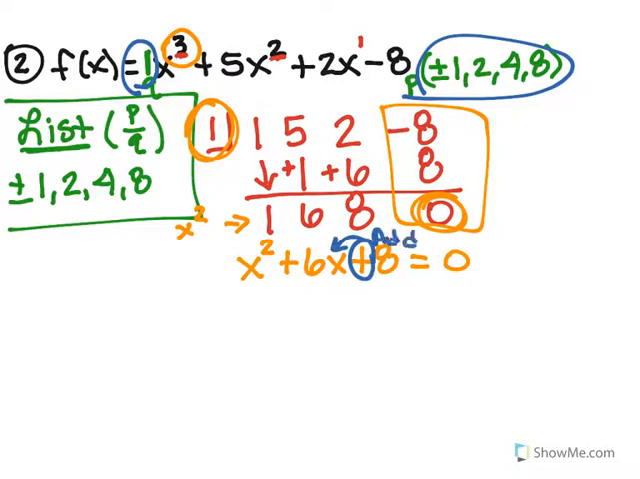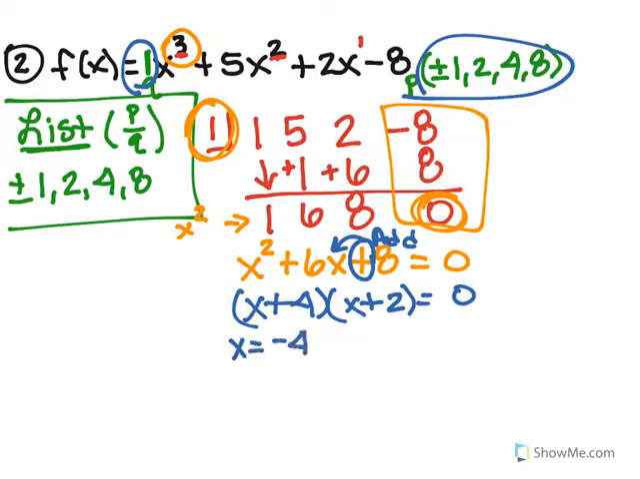So I'm adding to get 6. So I got x and x, 4 and 2, both of them positive. So that would give us, if we set it to 0, x equals negative 4 and x equals negative 2. Those are my other two answers. Okay?